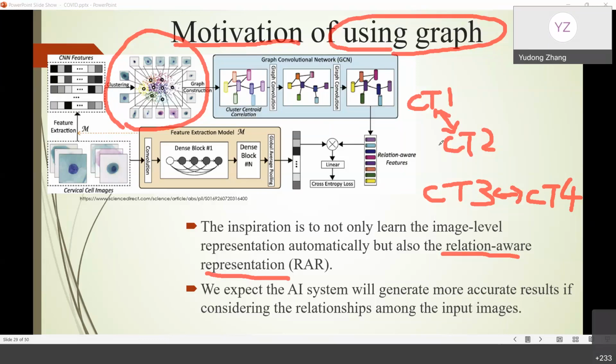So we can build a similar kind of graph in this way, and we can get a result. The decision of CT1 should be identical with the decision of CT2, and the diagnosis result of CT3 should be the same as CT4. So we use this graph to help us improve the prediction result.